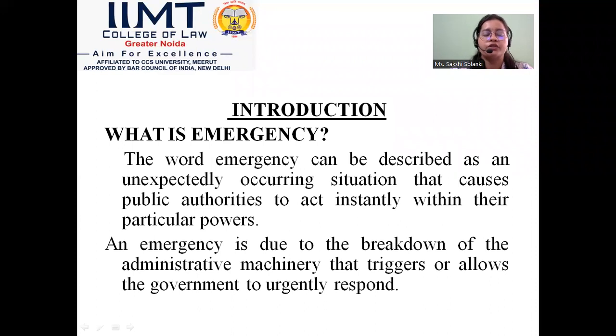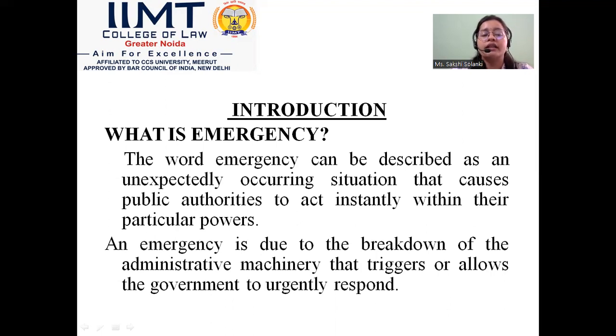Before starting with the provisions mentioned under the Indian Constitution, let us first understand the meaning of emergency. What do we understand by emergency in layman language? Not the legal person. If we ask a legal person, he will explain the meaning of emergency according to the provision of law. But what is the plain meaning of emergency? The word emergency can be described as an unexpectedly occurring situation that causes public authorities to act instantly within their particular power. An emergency is due to breakdown of administrative machinery that triggers or allows the government to urgently respond.